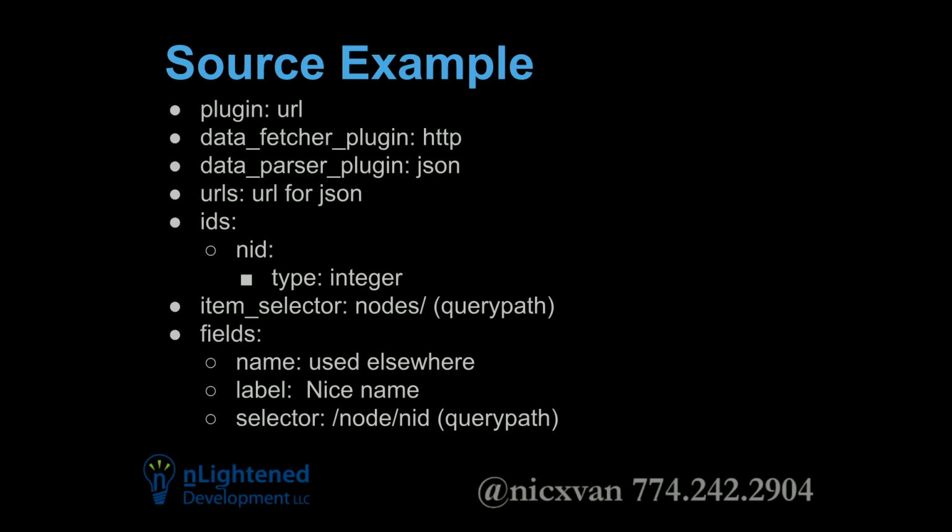rather than pulling pieces out of a giant pool of content. If you're using the HTTP and JSON parser, then there's a little bit of extra stuff down here with item selector and fields. So it outputs it as JSON, and so you basically have to say, hey, look under the nodes path, and then node NID for an ID.